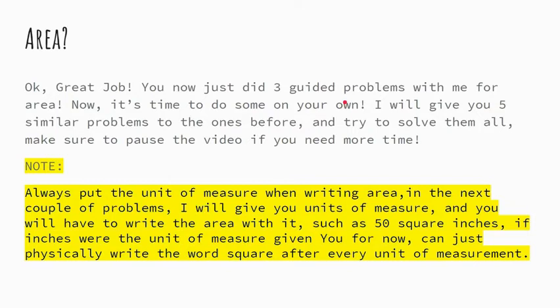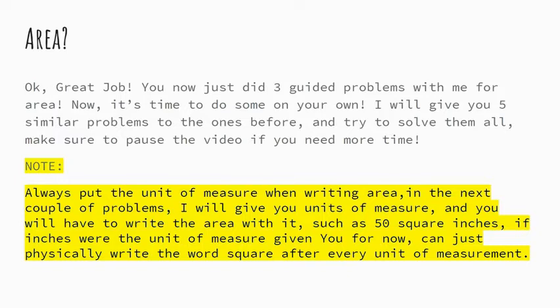Okay, great job. You just did 3 guided problems with me for area. Now it's time to do some on your own. I will give you 5 problems similar to the ones before, and try to solve them all, but make sure to pause the video if you need more time. Note, always put the unit of measure when writing area.